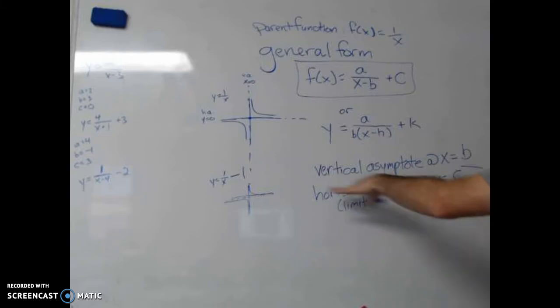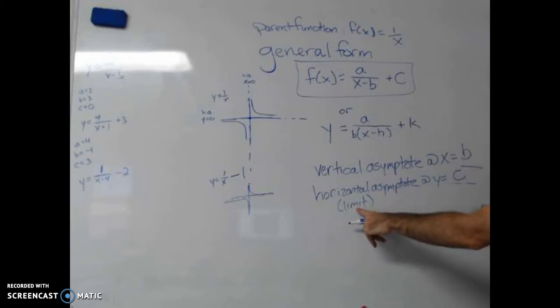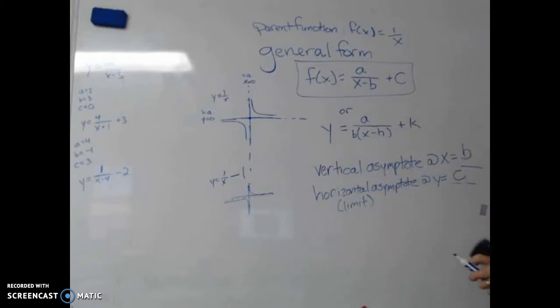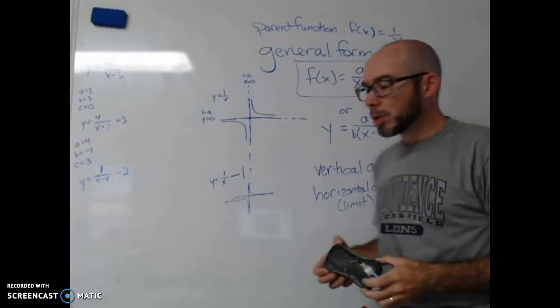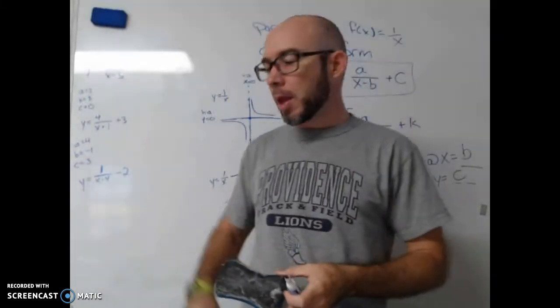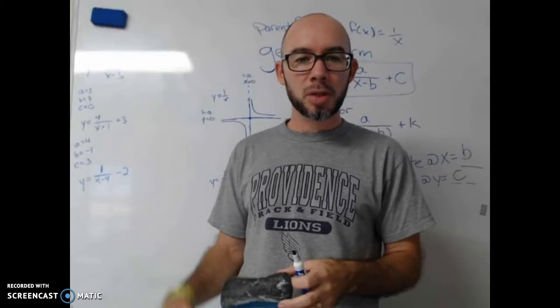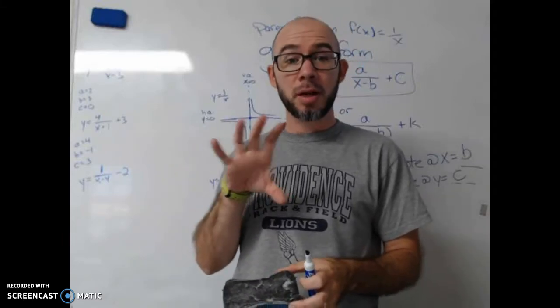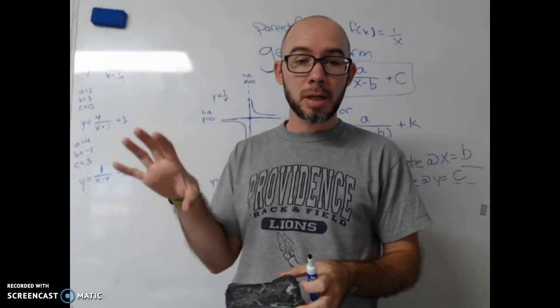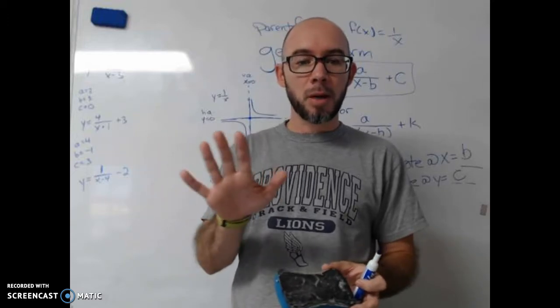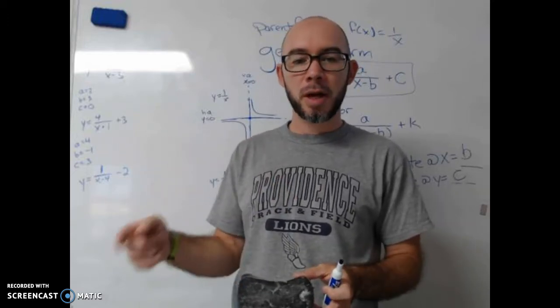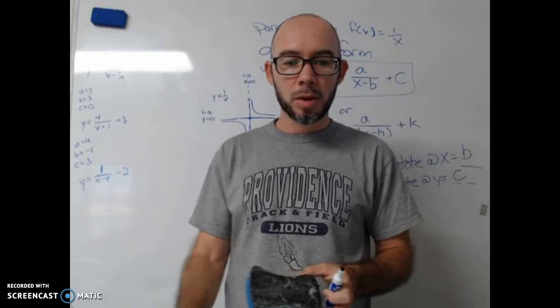Horizontal is this way. We called that also a limit. Another math word that we got there. So I'm going to go over to the table and pull up my calculator. I'm going to show you the one function that I've built with sliders, and we can actually watch the picture change as I change the values of A, B, or C.